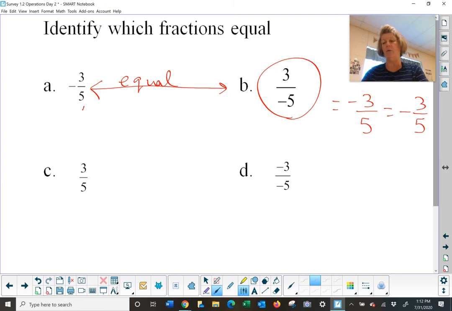Is C and D equal? Well, negative divided by negative is a positive, so these 2 are also equal.